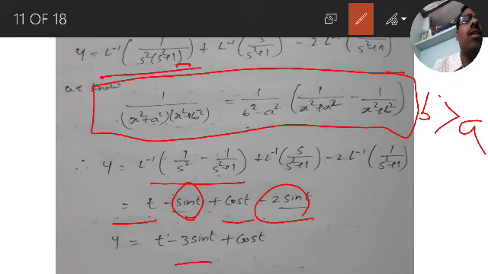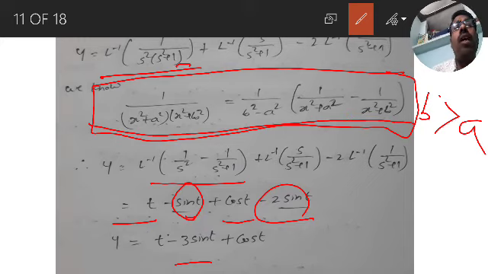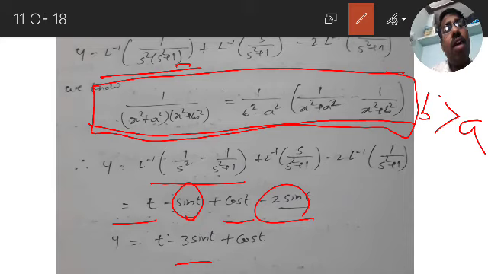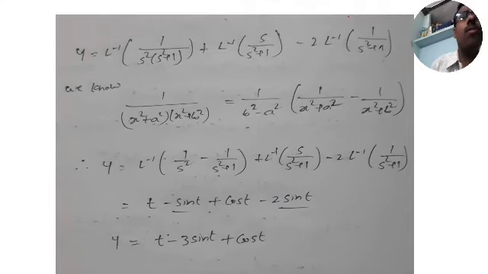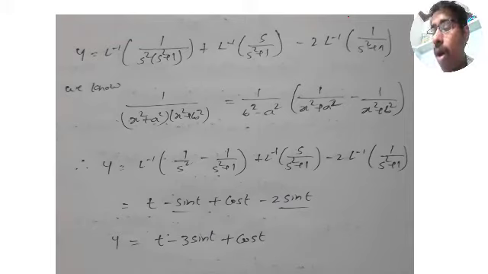And this we used in the Laplace transform also: 1 by s square plus a square into s square plus b square is equal to 1 by b square minus a square into 1 by s square plus a square minus 1 by s square plus b square, where b is greater than a. Note it down so that we can move on to the next problem. This is the first problem on non-homogeneous differential equations.